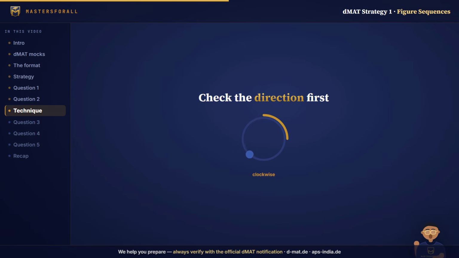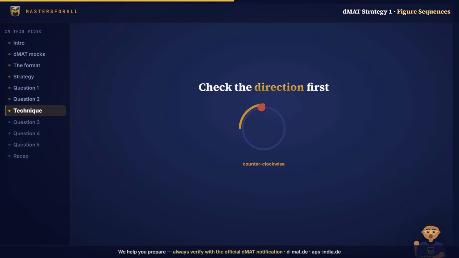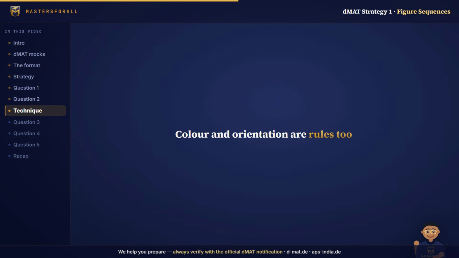Third, check the direction before you trust the pattern. We are trained by every exam we have ever sat to expect things to go forwards. The dMAT knows that. A figure running counterclockwise is exactly as easy as one running clockwise unless you assumed. Then it is fatal.